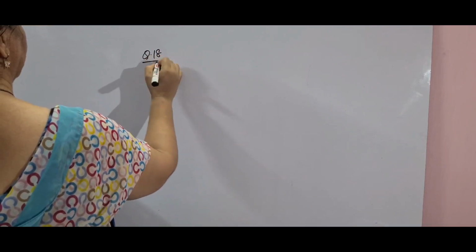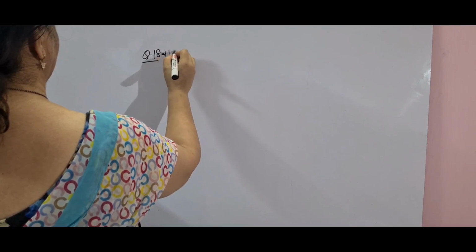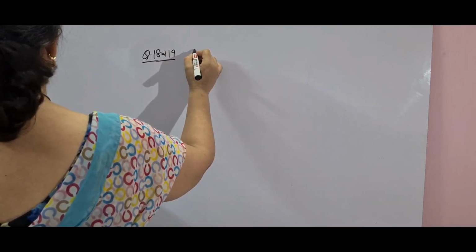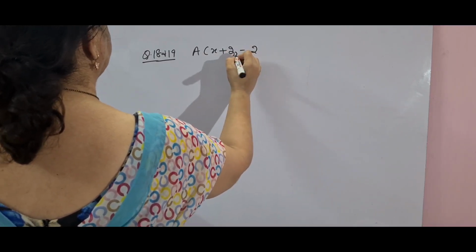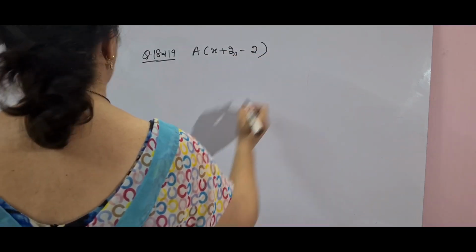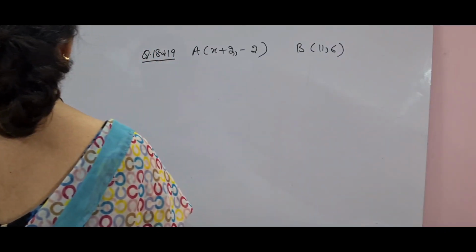Both are the same. I'll do one of them. Question 19, for example, and 19 are both the same. Question 19 I am doing. A is given to be (x+2, -2), and of course the second point is B (11, 6). They have asked you to find x if AB is 5.